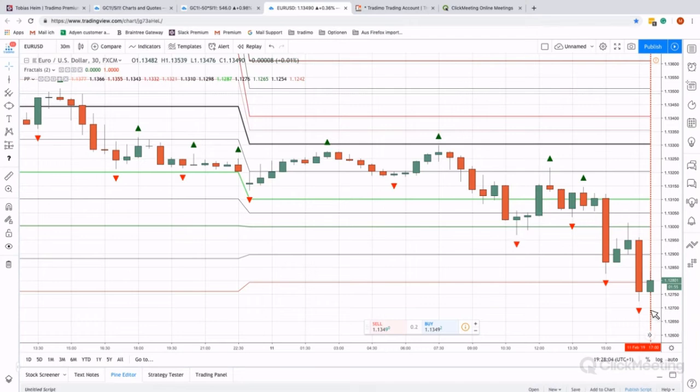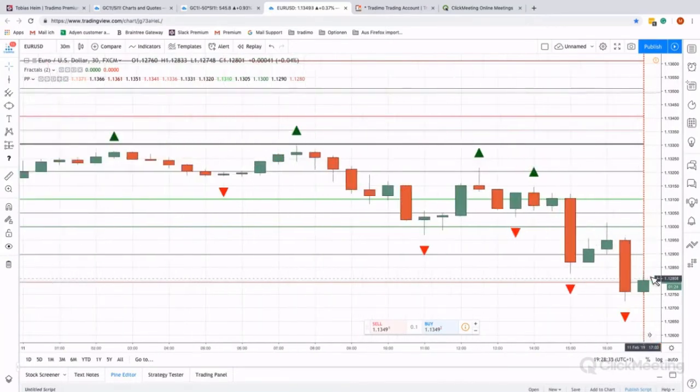Down, perfect. Of course, we have this down fractal here, and this down fractal is confirmed because 2 candles to the right hand side are closed, and this candle here broke this down fractal, and for this reason we have a downtrend. This down fractal here is not confirmed yet, so we have to ignore this, but this down fractal here is broken, and for this reason we have a downtrend from this point here.